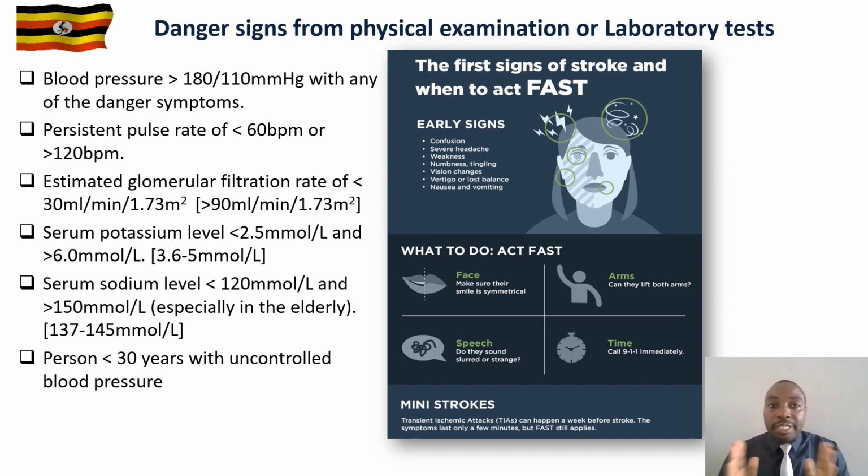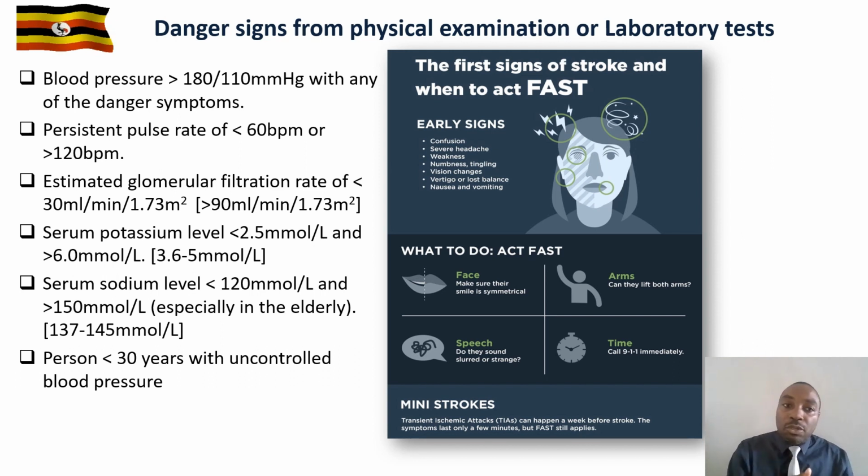The normal range of potassium in blood is 3.6 to 5. So less than 2.5 or above 6, you're having very low or very high potassium. And there are also drugs that can affect potassium levels, drugs which we use to treat hypertension. So we have to tie all these things together.